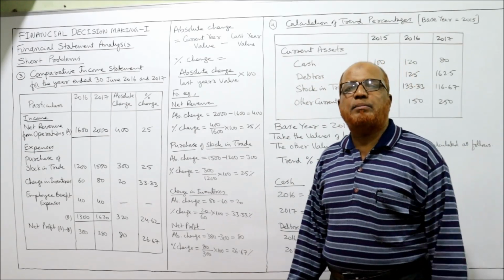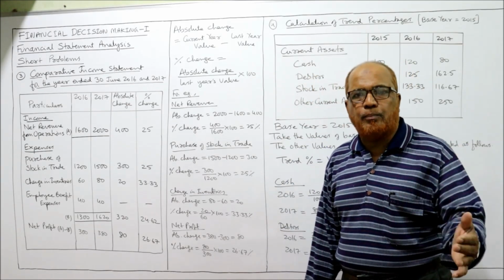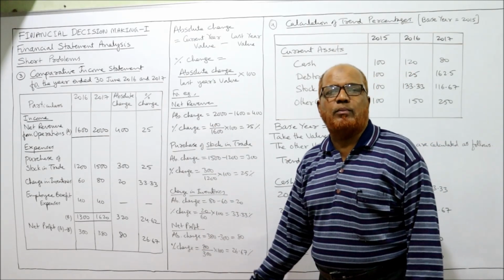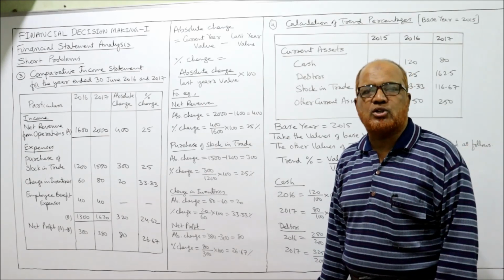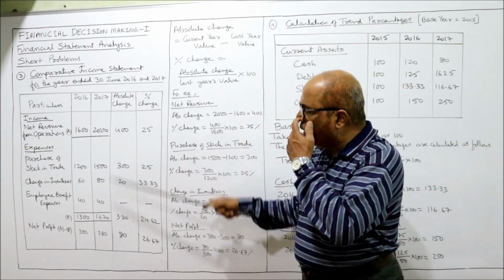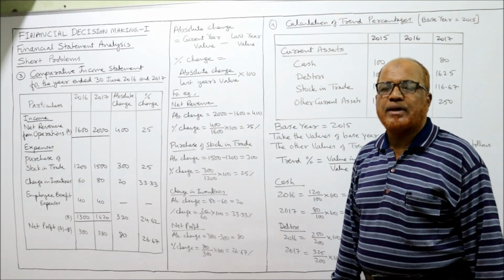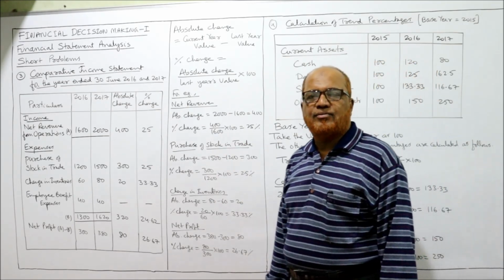After making the income statement, we have to give the interpretation also in the main problem. These are only short problems where we are making just analysis, not interpretation. In the main problem, I'll explain how to interpret these changes. So this is the end of problem number 3.